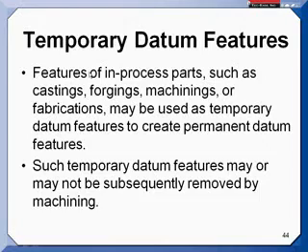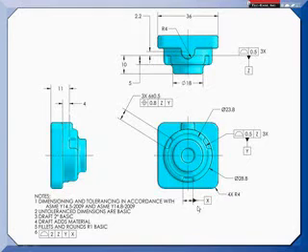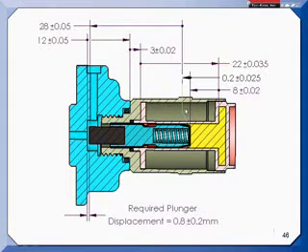The standard tells us that features of in-process parts such as castings, forgings, machinings, or fabrications may be used as temporary datum features to create permanent datum features. The second bullet on this troubles me. It says such temporary datum features may or may not be subsequently removed. I strongly recommend that you create features that don't ever have to be removed. Sometimes there's no way around this, but you want to keep that track record if you can. And you also want to bring that over to your other part, to your machine part, your machine drawing.